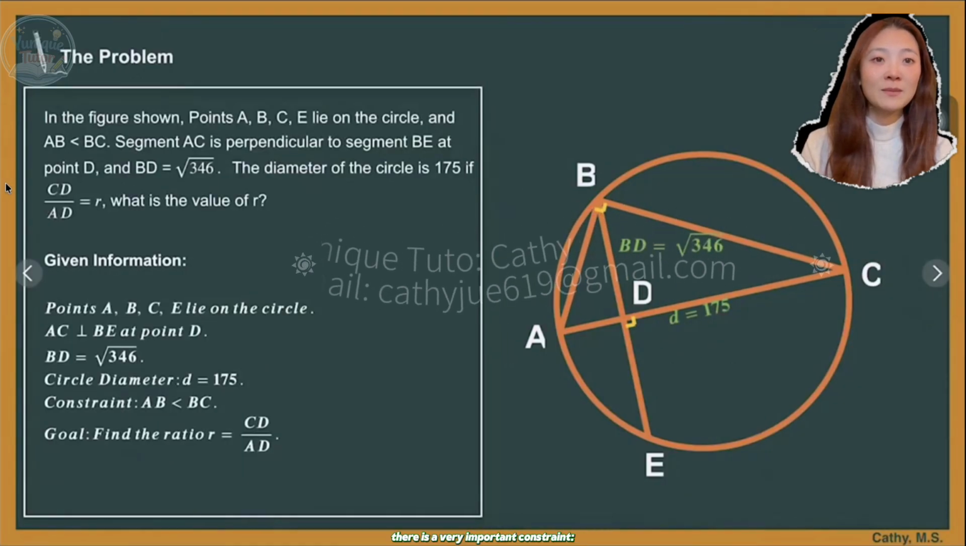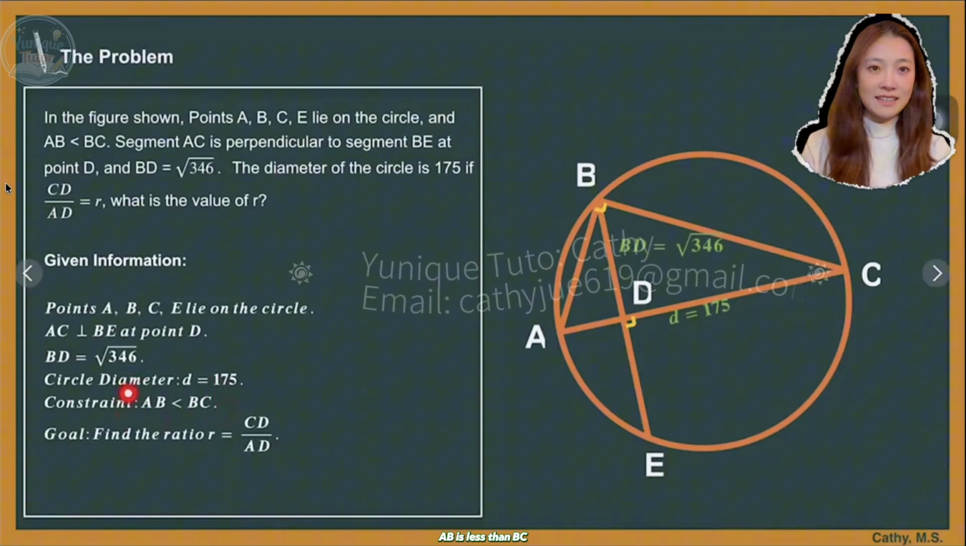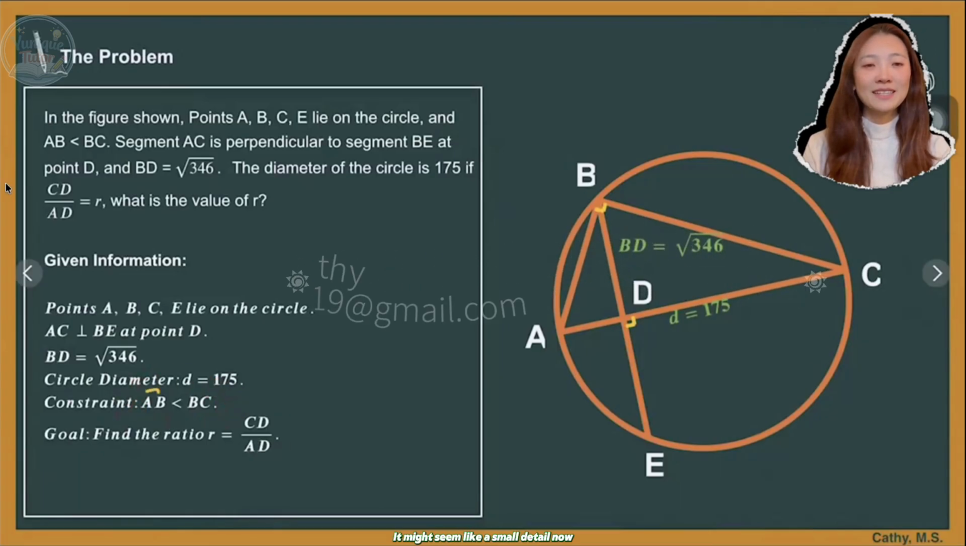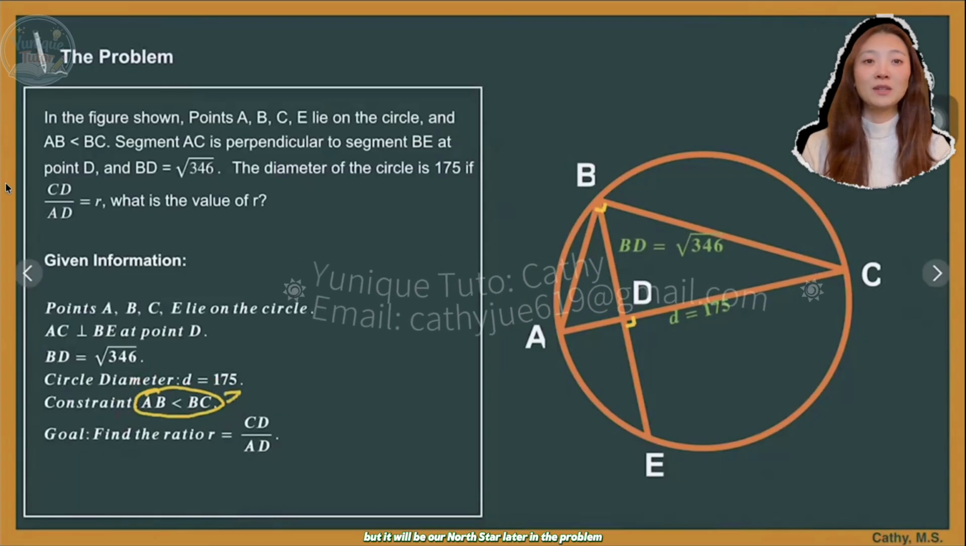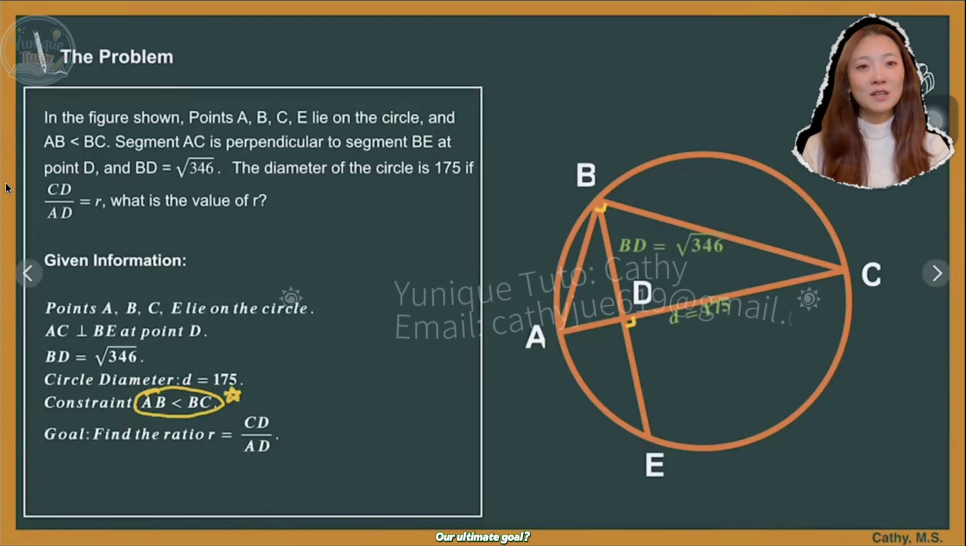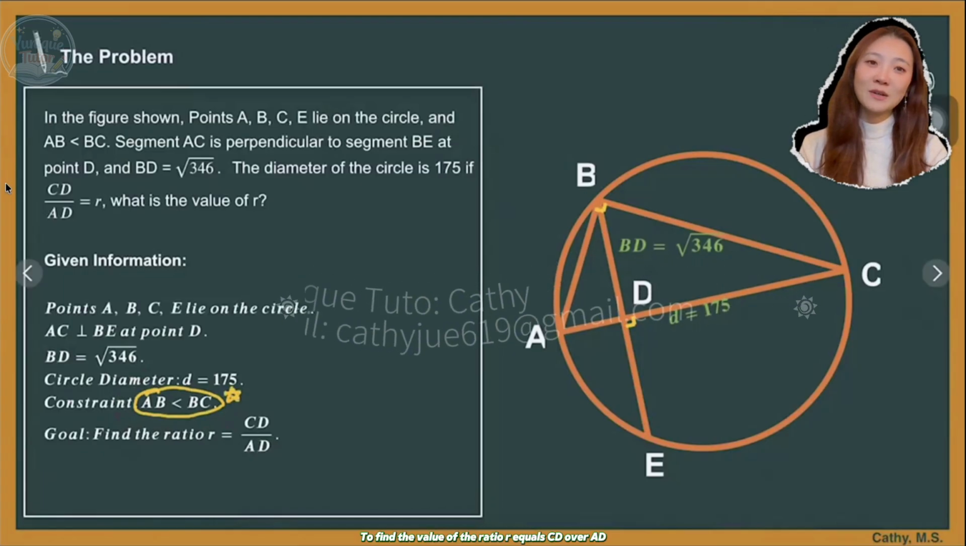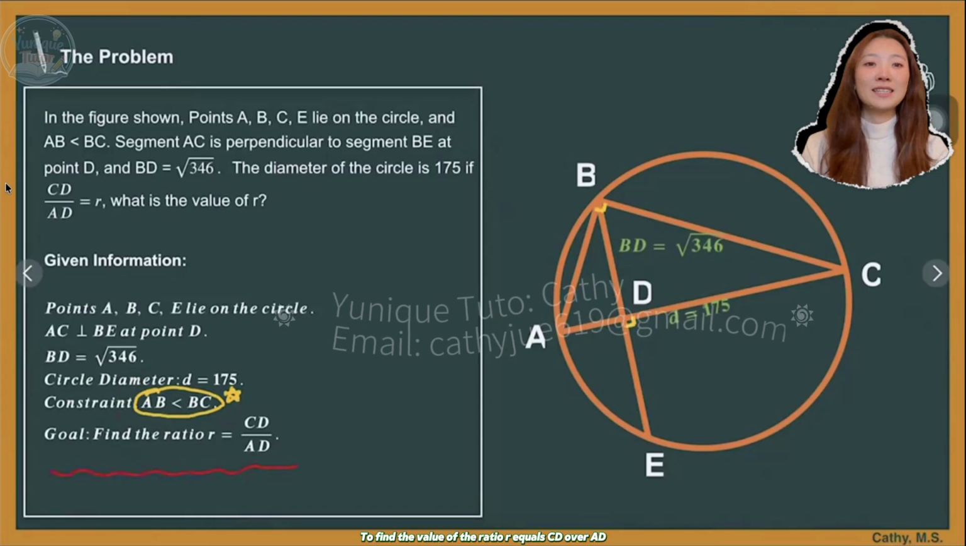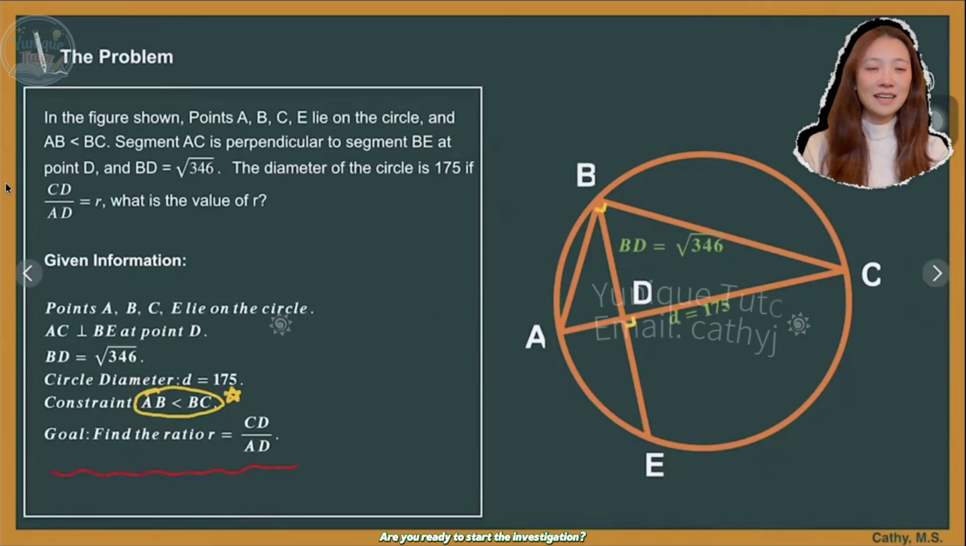Now there is a very important constraint: AB is less than BC. It might seem like a small detail now, but it will be our North Star later in the problem. Our ultimate goal? To find the value of the ratio R equals CD over AD. Are you ready to start the investigation?